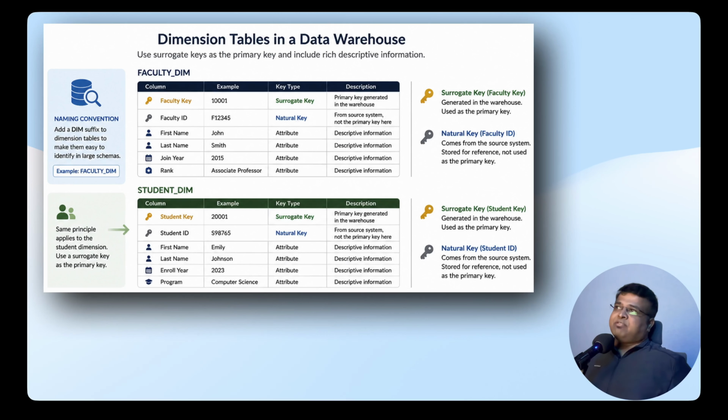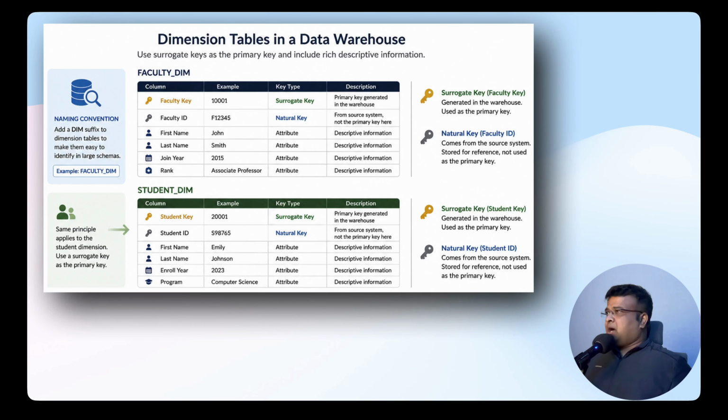Suppose we have a faculty dimension table. A common naming convention is to add a dim suffix to dimension tables. It's not mandatory, but honestly it's super useful when you're dealing with large schemas because your dimension tables become very easy to spot immediately. Inside the faculty dimension table, you might have columns like faculty ID, first name, last name, join year, rank, and so on and so forth.